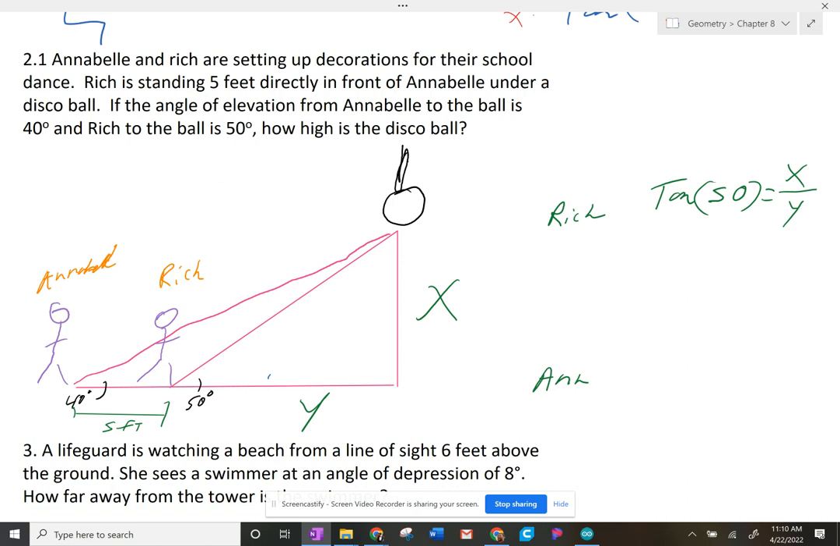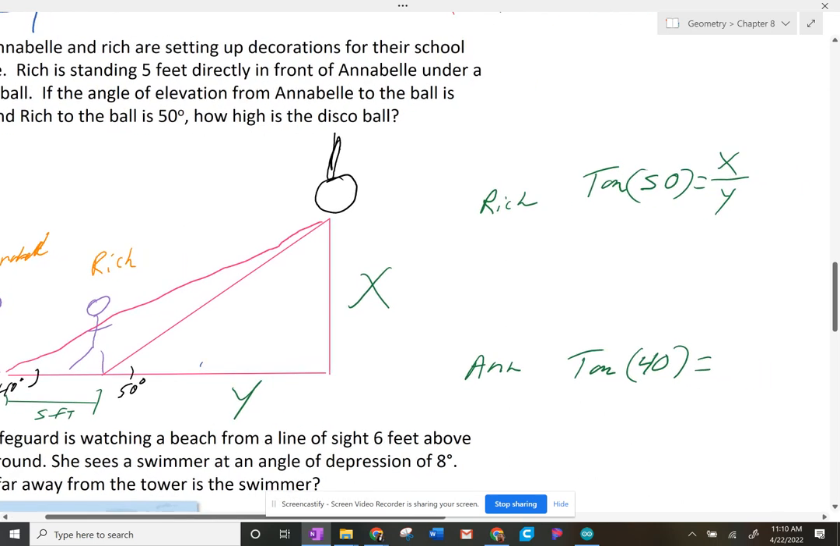For Ann, how do you think I'd set up at least the starting part? Tangent of 40. Would it be then x over 5? Close. So I've got tangent of 40 equals x over, I'm doing that whole distance, so it would be 5 plus the y, because it'd be both of these parts. It'd be this part here plus this part here. So I'm going to write it with the addition sign in between. So I've got 5 plus the y.